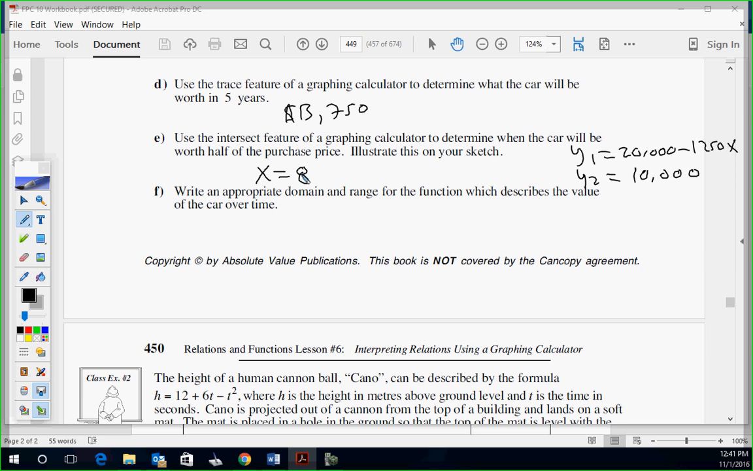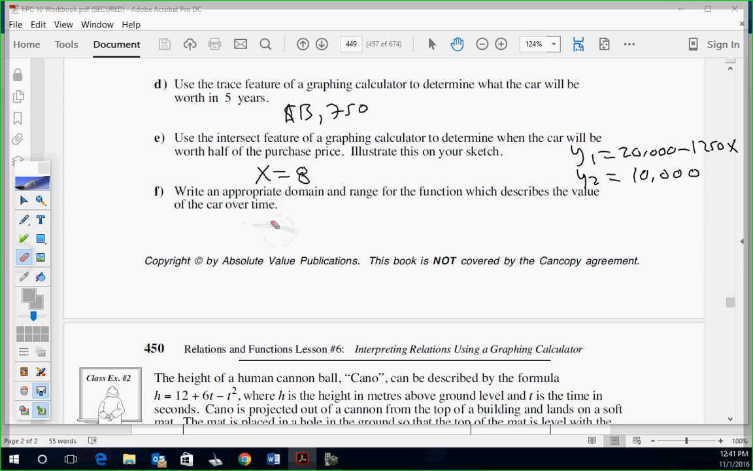Right, now the appropriate domain and range for this function, which describes the value over time. This is where people mess up, guys. You can't write illogical things. What I mean by that is, does this line go on forever in your graph? Yes. Does it go on forever in real life? No. Your domain should be 0 to 16.